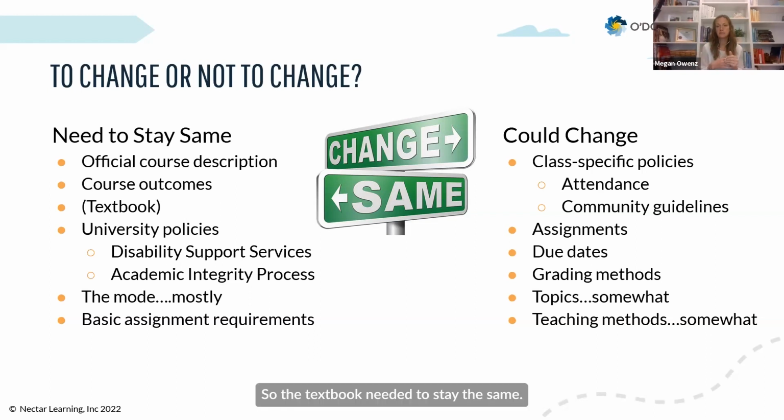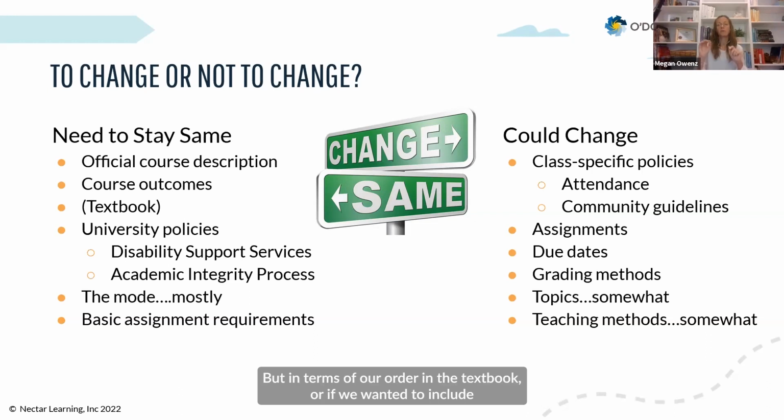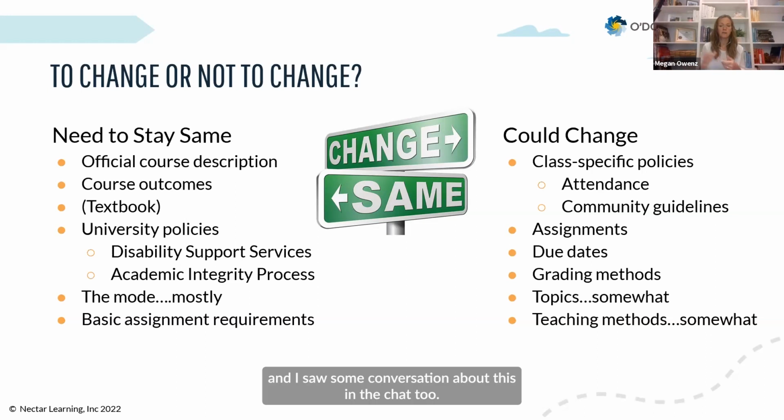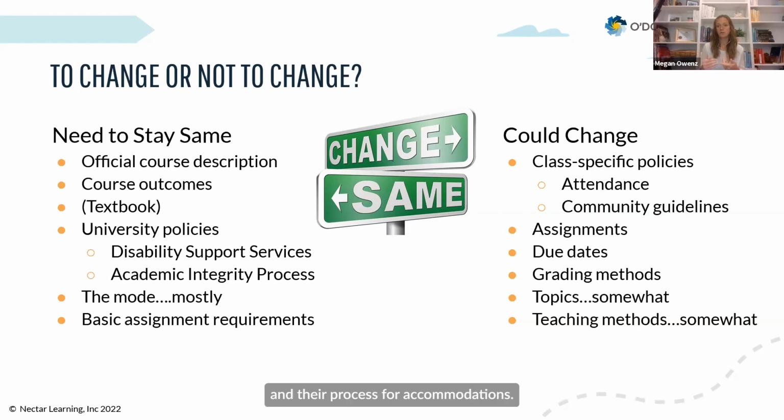So the textbook needed to stay the same, but in terms of our order in the textbook, or if we wanted to include other readings or other videos or things from other places that were openly accessible, we could do that. But we had to have that general framework of the textbook. There's certain university policies, and I explained this to the students, that we have in place to protect them, and we're not going to change that. This included, and I saw some conversation about this in the chat too, our Disability Services Office and their process for accommodations.